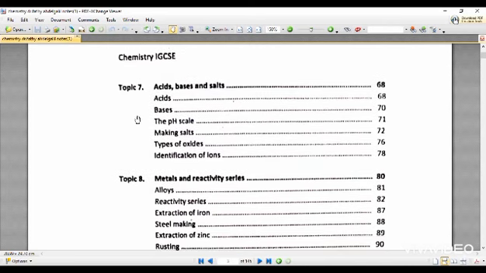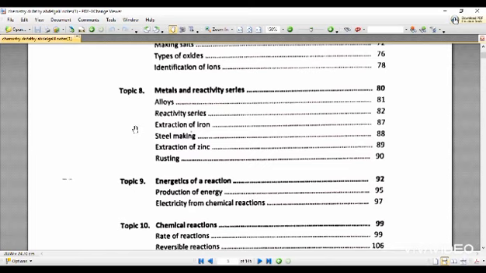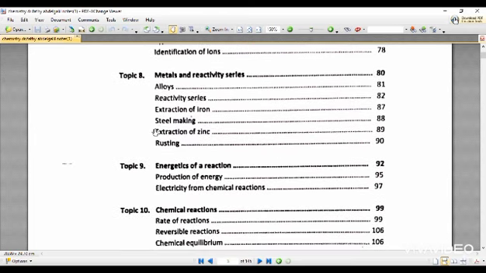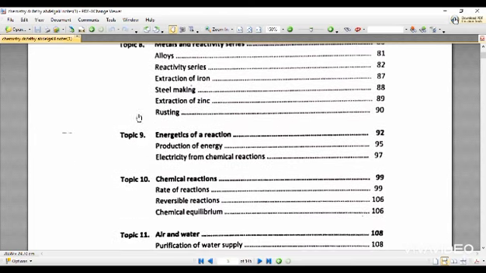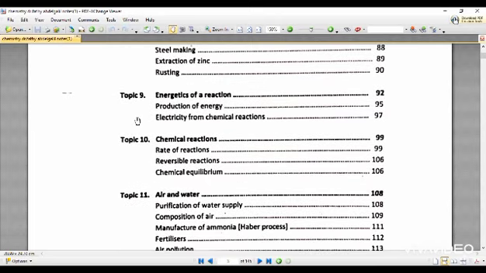Yes, you took acids, you took bases, you took something named pH in your past years, especially in your pre-IG grade 9. And for topic number eight, it's concerning metals and reactivity theories. It's talking about metals and how do metals react. Topic number nine is concerning energetics of reaction. And as you know, any chemical reaction is involving a change in energy.